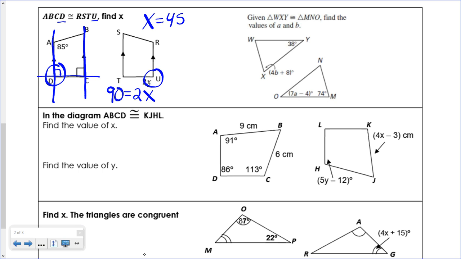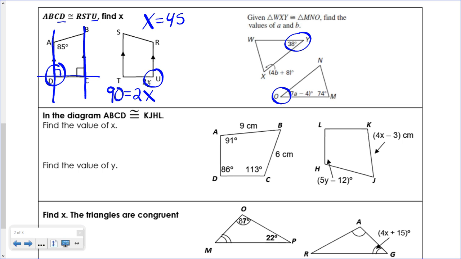So let's see if we can find A first. A is involved with angle O. What does angle O correspond to in the other triangle? Angle Y. You get that from the name. You can't always tell just by looking at it, and you should never assume by looking at it. Always use the name. So O and Y are congruent, so how would I solve for A?